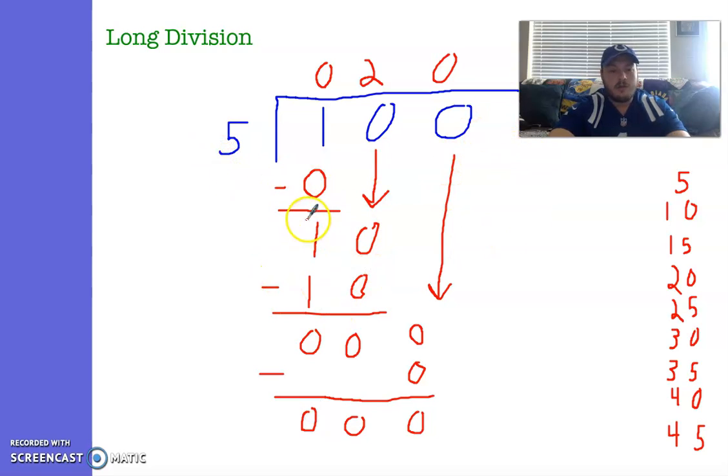And I can always check myself, but we will cover that more in a later video. But I know the quotient of 100 divided by 5 is equal to 20. And I'm going to box or circle my answer so I remember where it is.